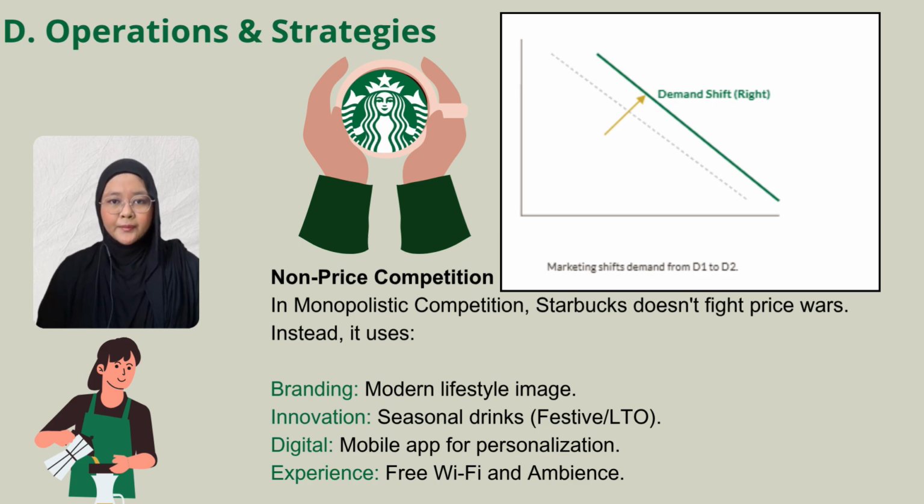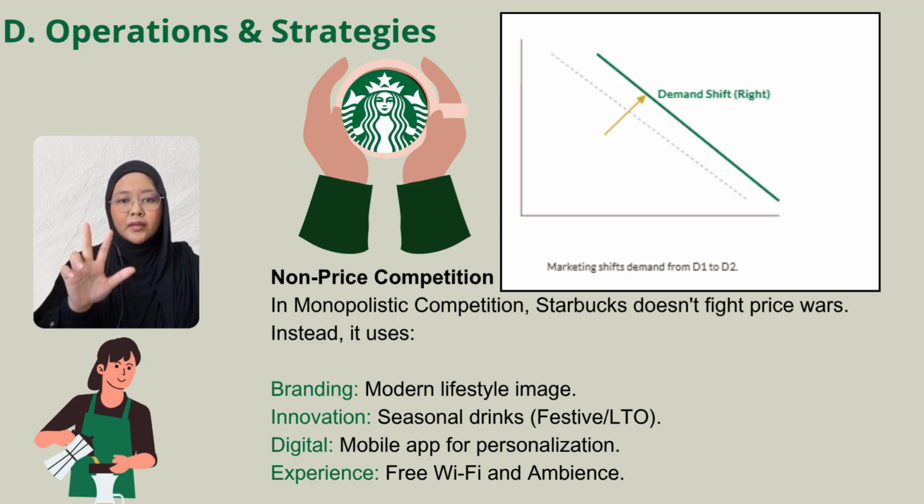Operation and strategy. In this market, price wars do not work well, so Starbucks uses non-price competition. They compete using four strategies. First, lifestyle branding. Second, product innovation like seasonal drinks. Third, digital personalization through their apps. And fourth, excellent store ambience. As you can see in the graph, good marketing successfully shifts the demand curve to the right.